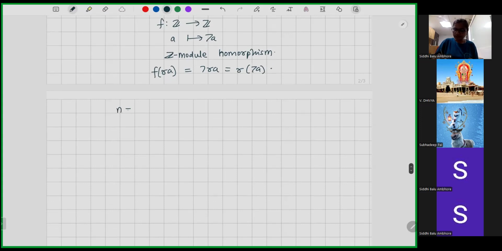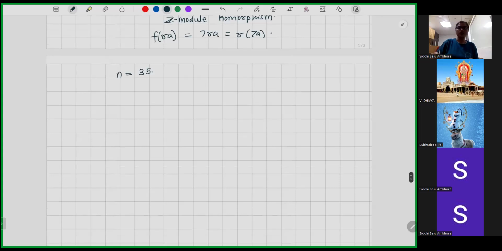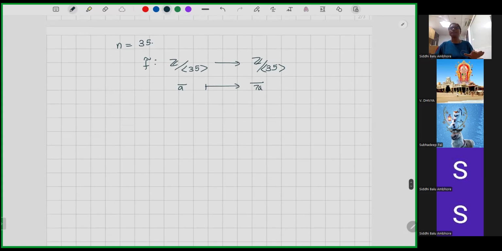And let us choose this N to be 35, or any number you can choose, that's not a problem. But I'm just choosing 35. Then now define this F tilde from Z mod 35 to Z mod 35, where A bar is going to 7A bar. Is it clear? The map, please let me know if there is any problem.